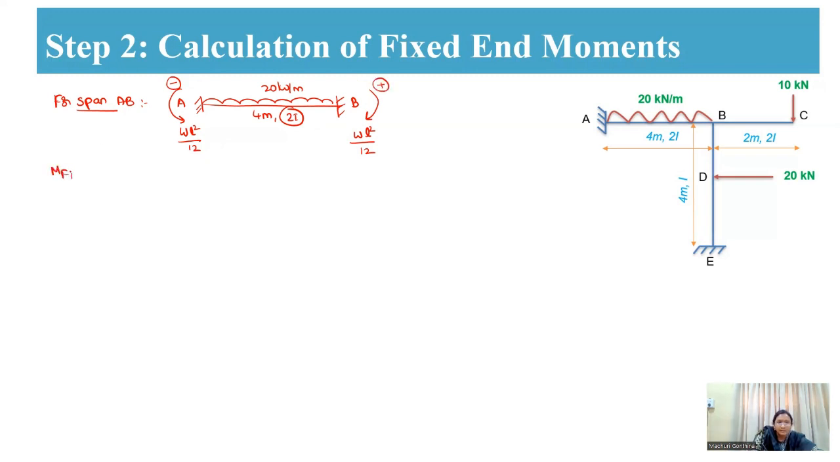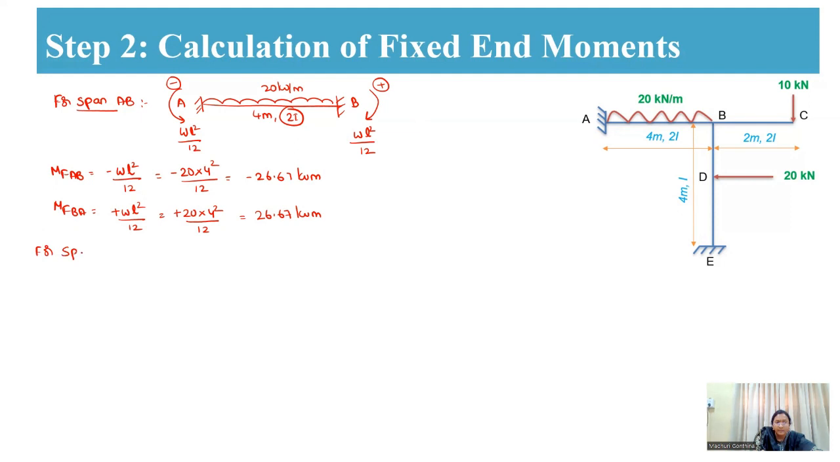Therefore, I am writing MFAB will be equal to minus WL square by 12. That is minus 20 into 4 square by 12. So therefore, it is minus 26.67 kilonewton meter. Similarly, MFBA will be equal to plus WL square by 12. That is plus 20 into 4 square by 12, that is 26.67 kilonewton meter.